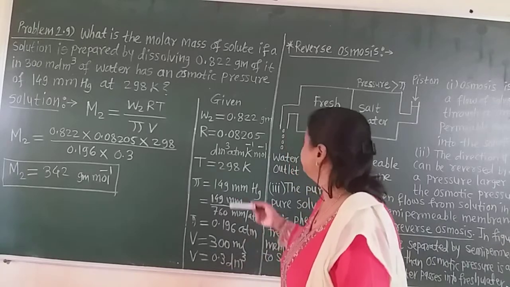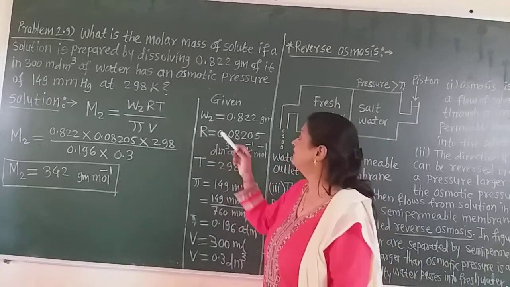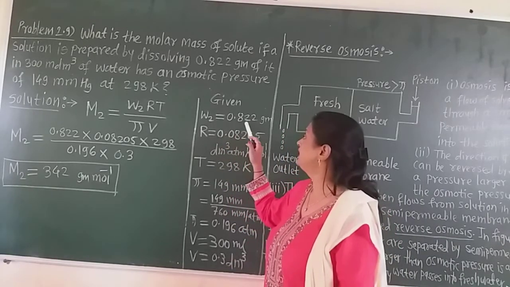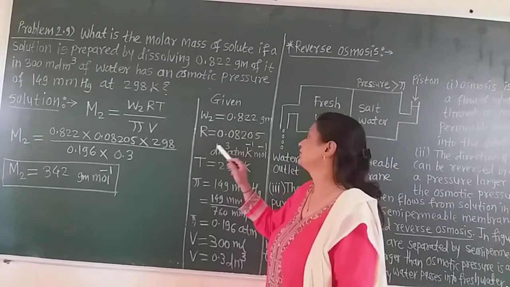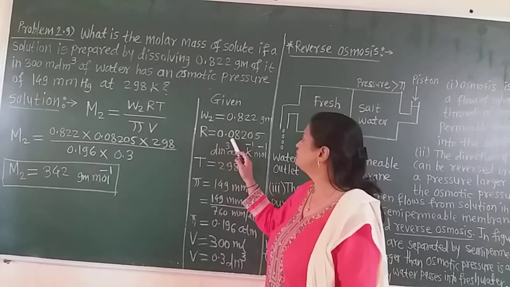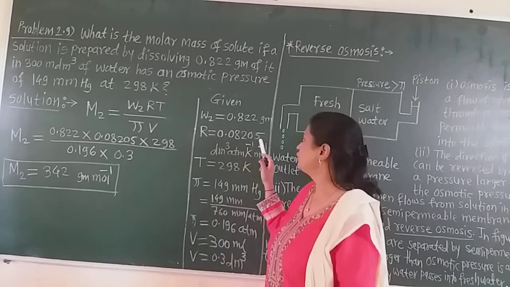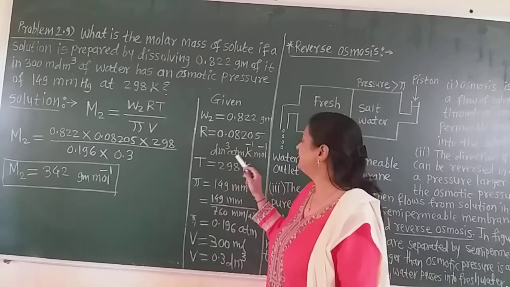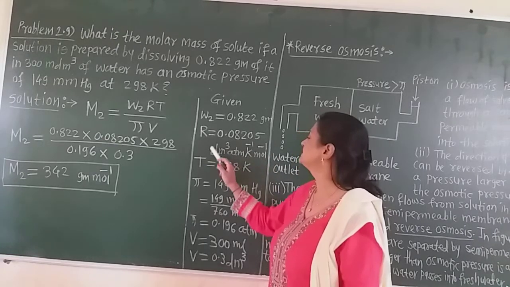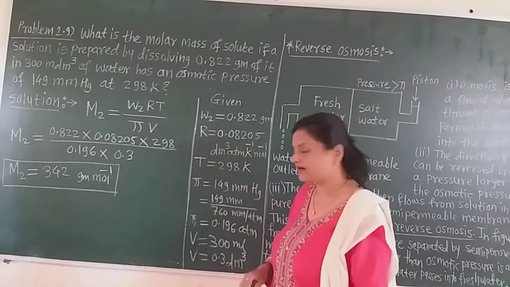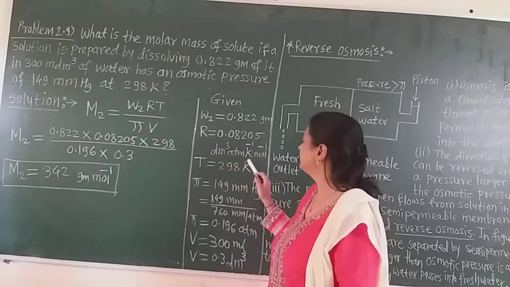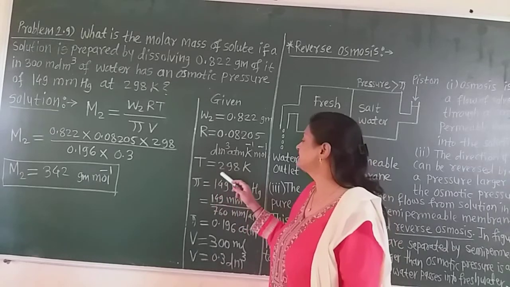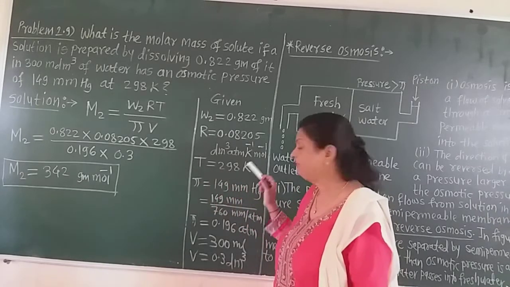Now let us see what is given. W2 is given as 0.822 gram. R is given as 0.08205 dm³ atm per Kelvin per mole. Now this is the unit of the gas constant R, dm³ atm per Kelvin per mole. Temperature is given as 298 Kelvin.